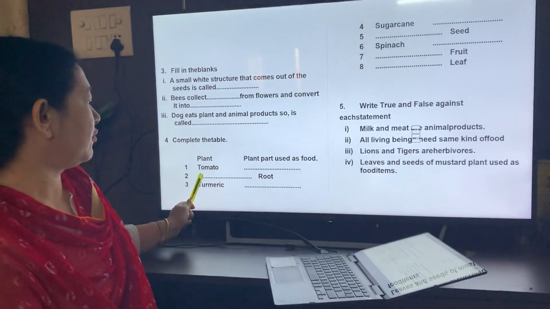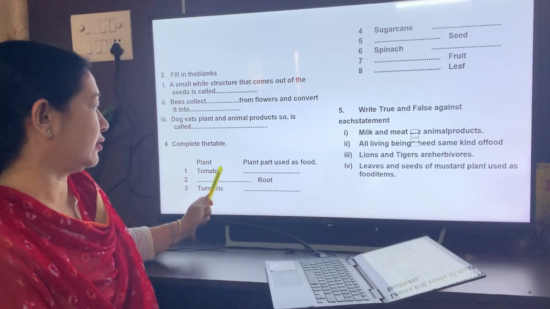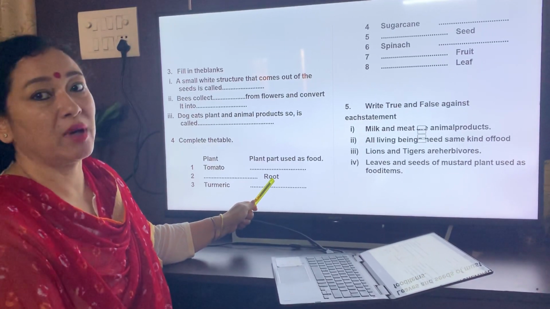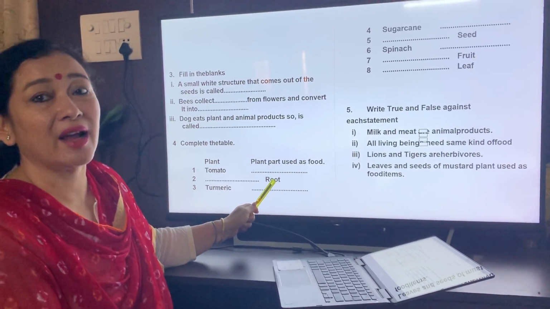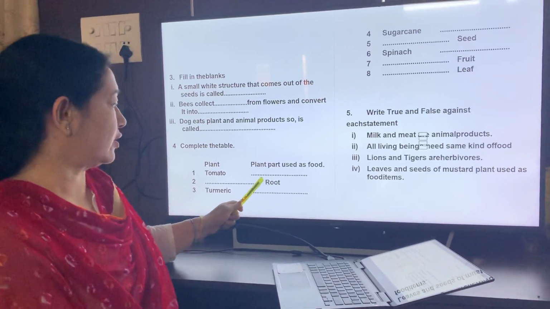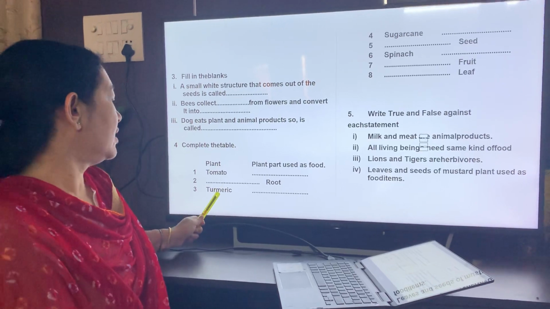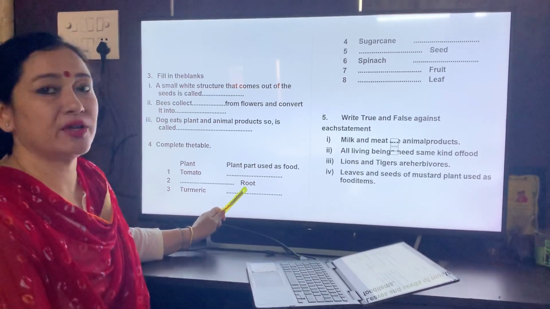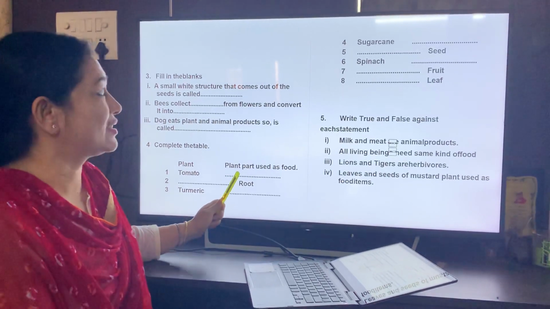Second one, you have to write the name of the thing that you get, which is a root of any plant. So I can tell you here, like radish and carrots, they are what? Roots of a plant. So you can write here carrot. Turmeric, what part is it? So you have to mention here whether it is a root, stem, flower, etc.